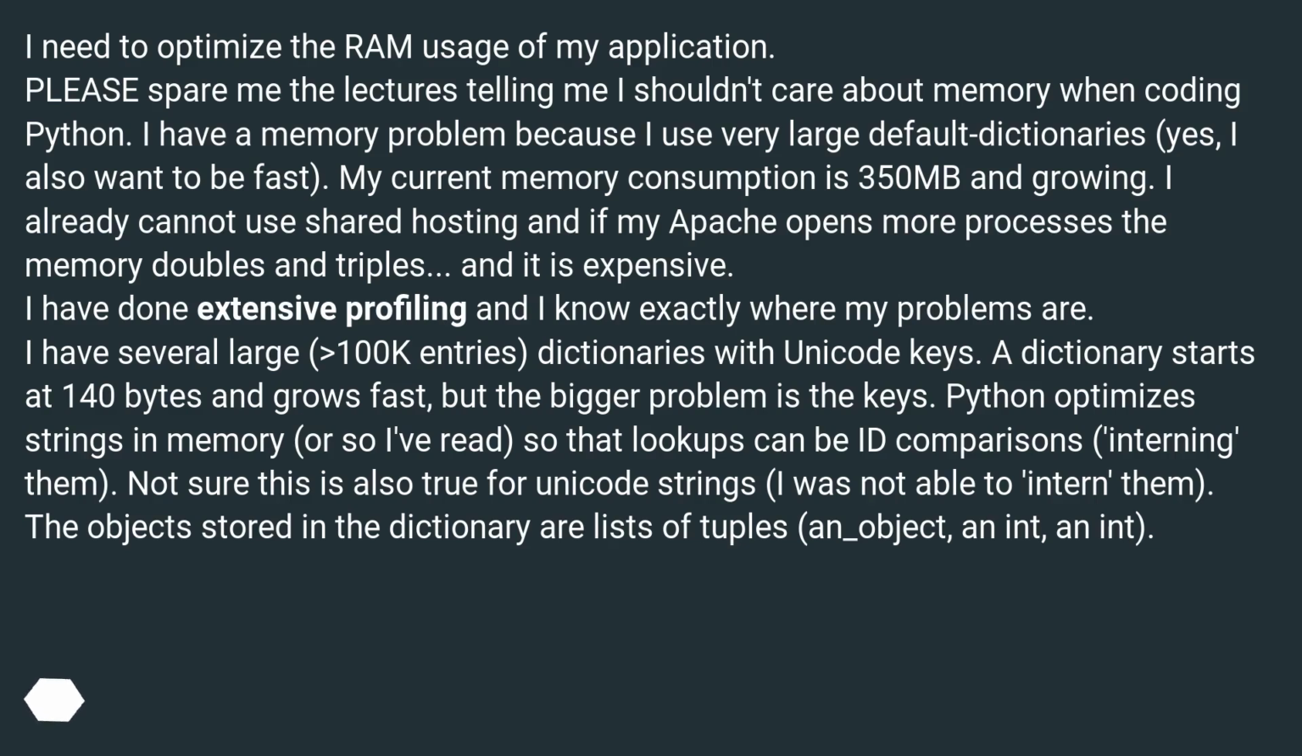A dictionary starts at 140 bytes and grows fast, but the bigger problem is the keys. Python optimizes strings in memory, or so I've read, so that lookups can be ID comparisons, interning them. Not sure this is also true for Unicode strings. I was not able to intern them. The objects stored in the dictionary are lists of tuples: an underscore object, an int, an int.